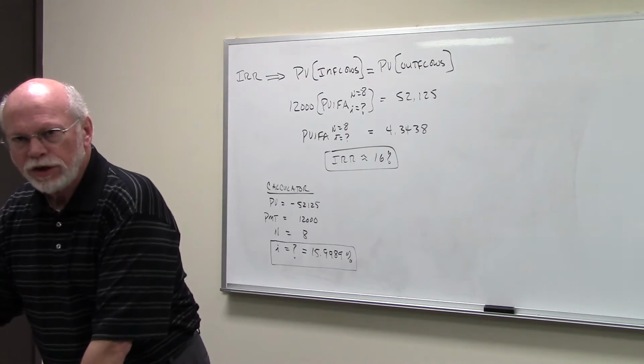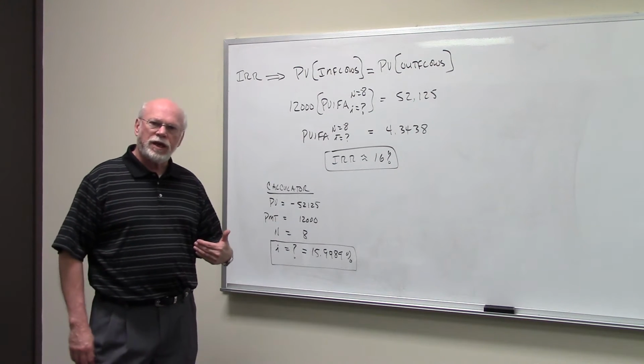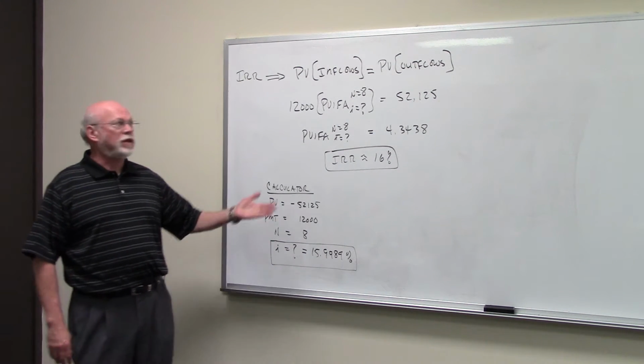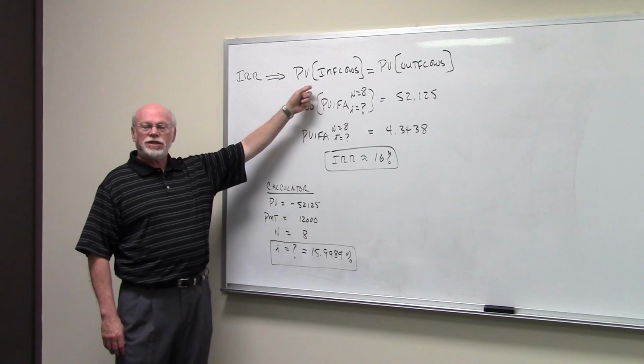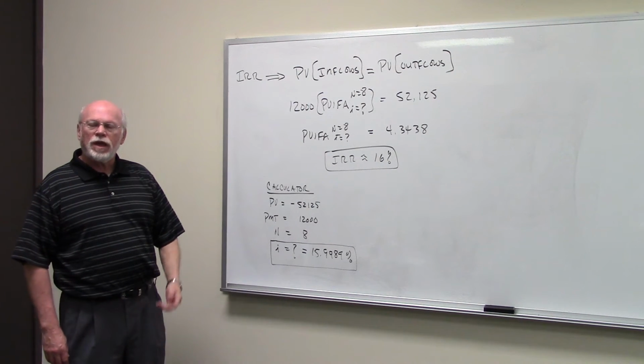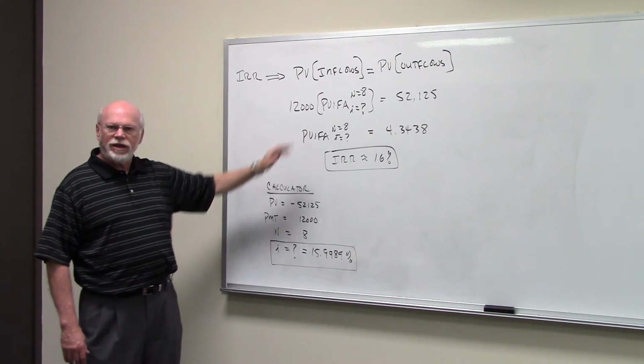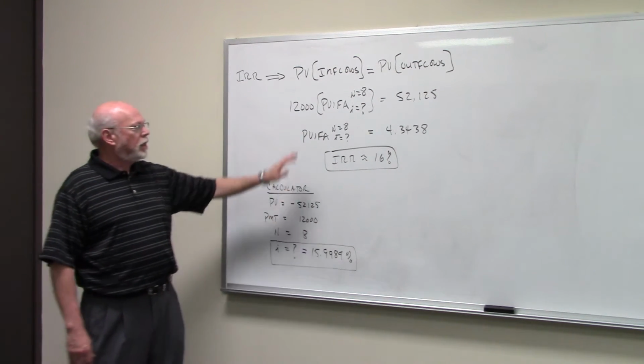Now, the internal rate of return is the interest rate that sets the present value of the inflows equal to the present value of the outflows. So it's the interest rate that sets the present value of the inflows equal to the present value of the outflows. In this case now, the inflows are $12,000 a year for 8 years, so we have an annuity here.